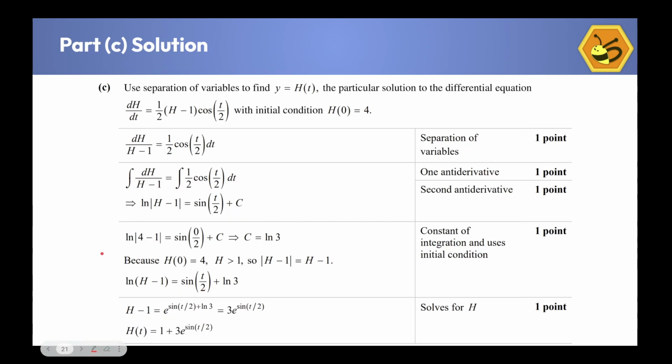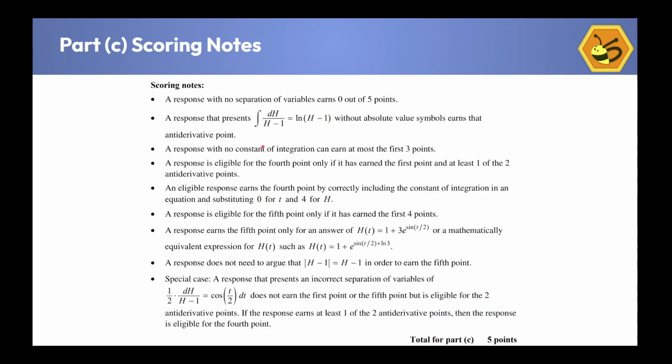I'm going to take a picture of this because this involves all the crucial steps to solve this differential equation. And I'm going to switch to the scoring notes page. So the scoring notes are a bit complex. If you forgot the absolute value sign, that is fine. Same here. The absolute value sign doesn't really matter in this question.